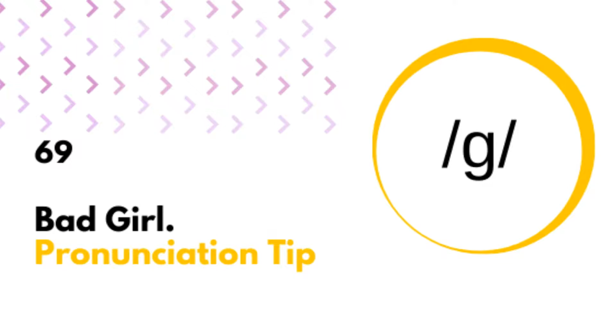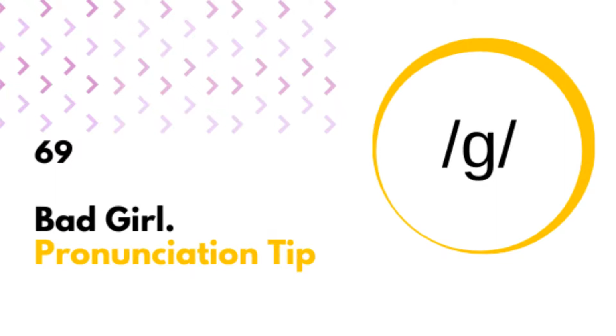Or when you put extra emphasis on these words: she is a really bad girl. Do you really think she's innocent? No, she's a bad girl. We know that bad ends in the sound D, of course, you might say now.